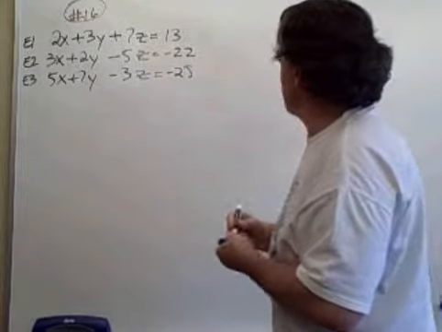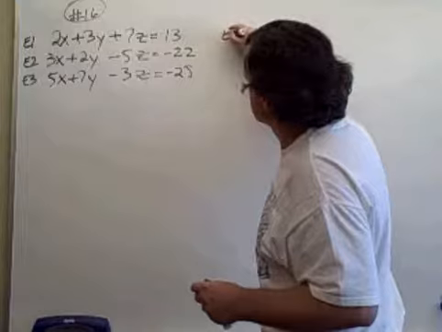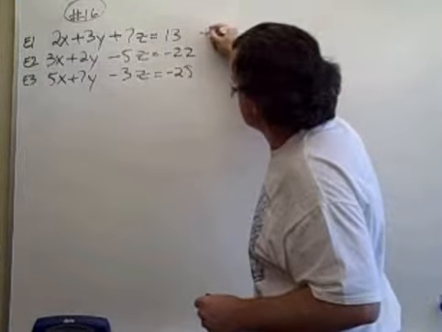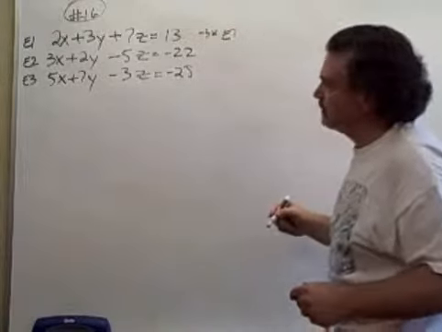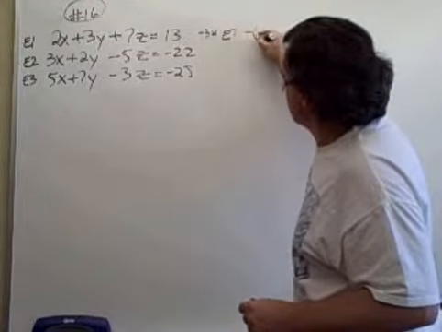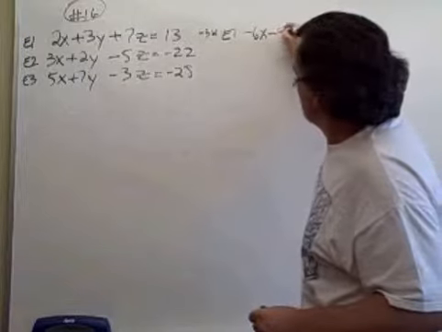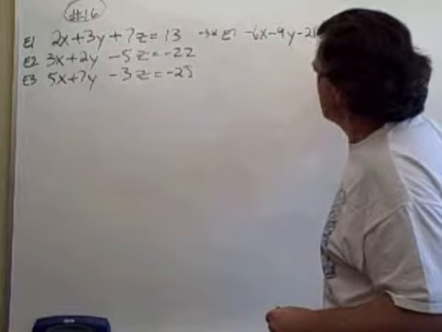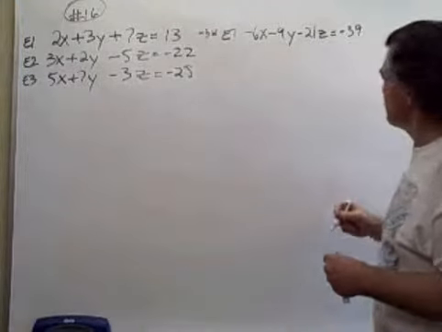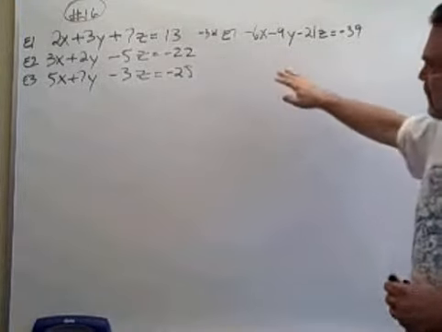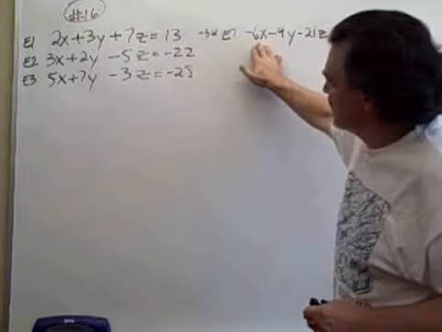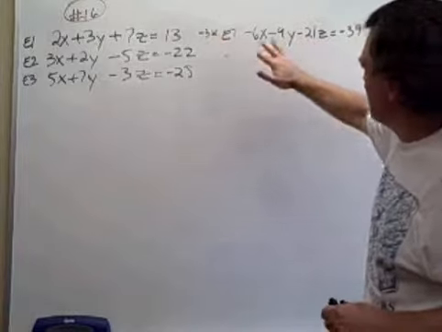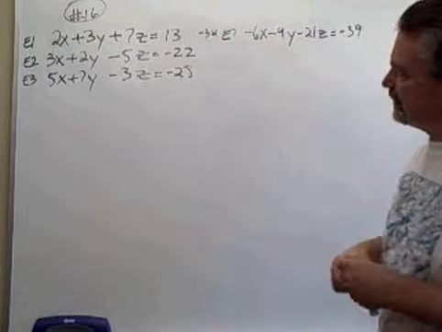So let's take equation number 1 and multiply it by -3. That will make -6x minus 9y minus 21z equals -39. Just make sure -3 times 2x, -6x, -3 times plus 3y is minus 9y, minus 21z equals -39.